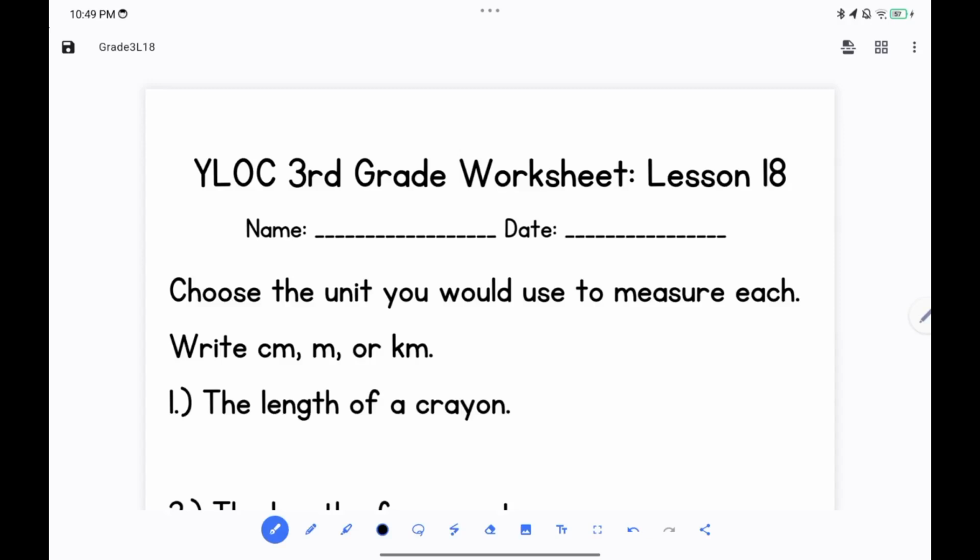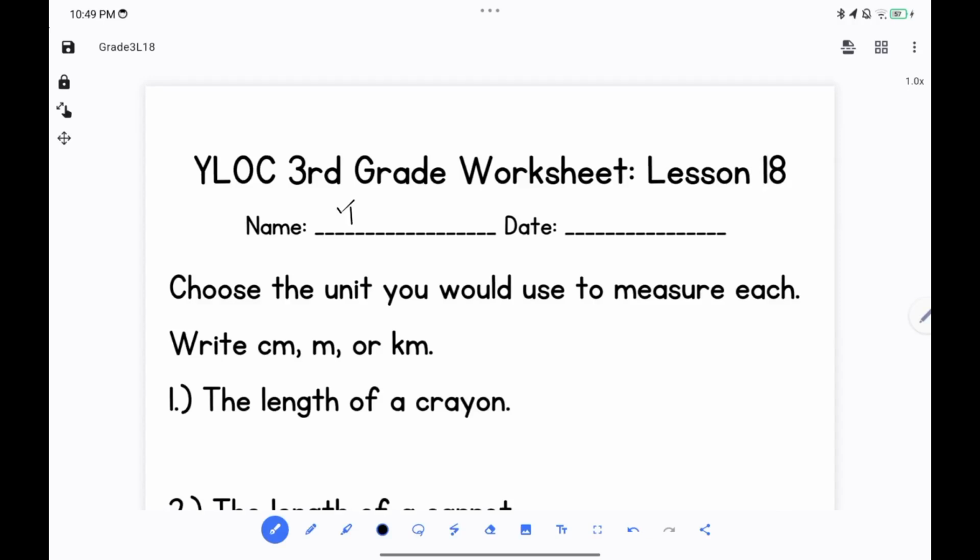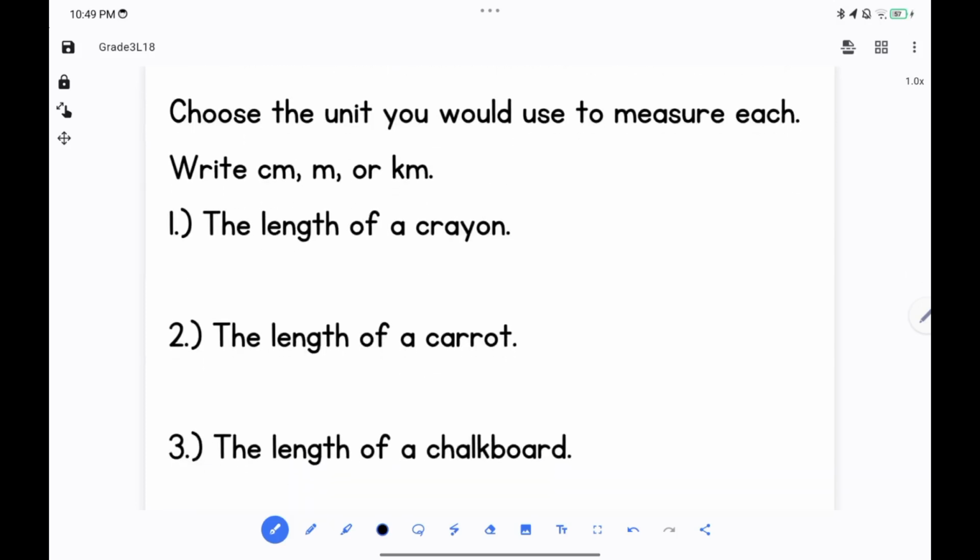Today we'll be going over lesson number 18. So, write the unit you'd use to measure each, right? Centimeter, meter, or kilometer.